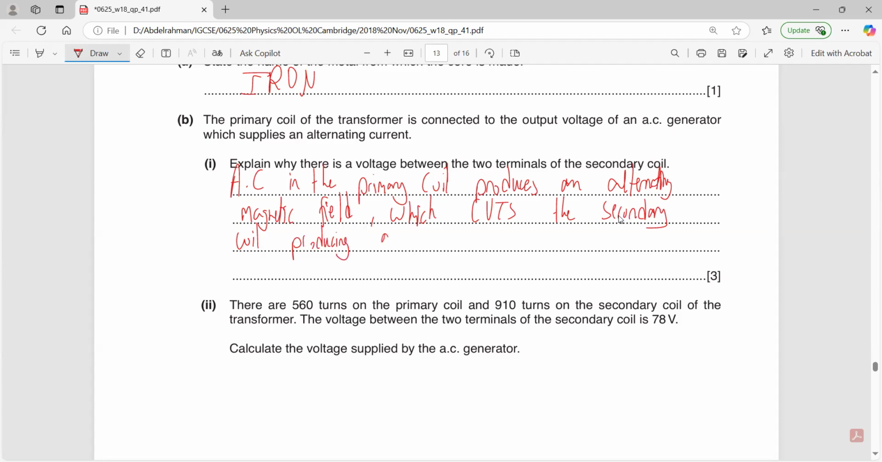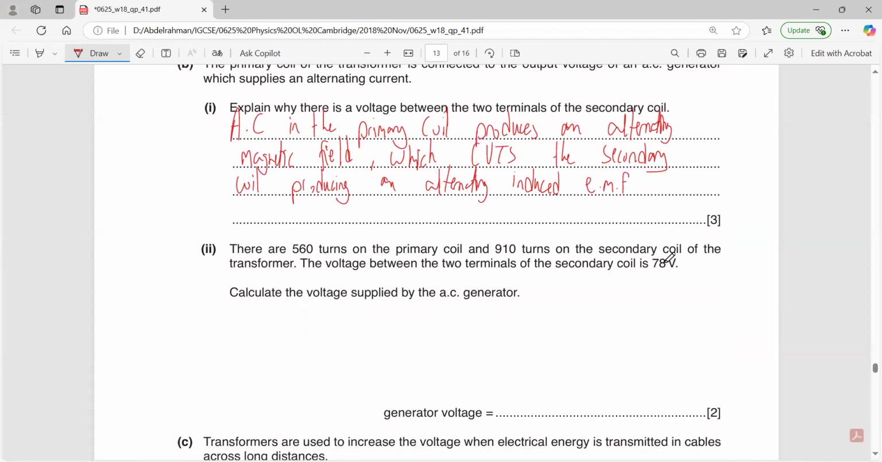Producing an alternating induced EMF in the coil.